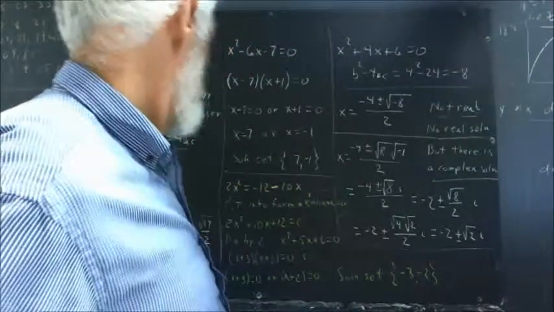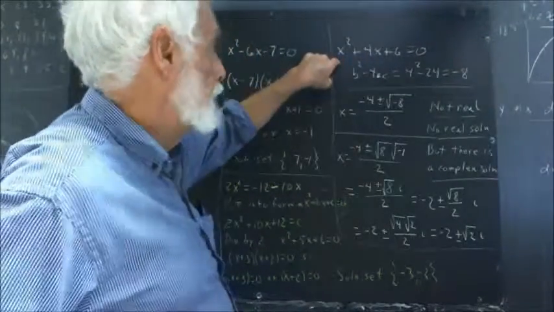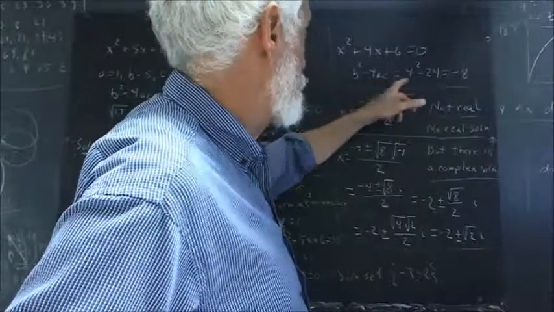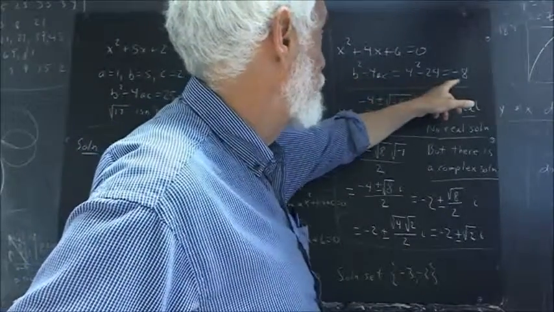I think I'm in order here. The next one is x squared plus 4x plus 6 equals 0. Well, b squared minus 4ac is 4 squared minus 24, which is negative 8.